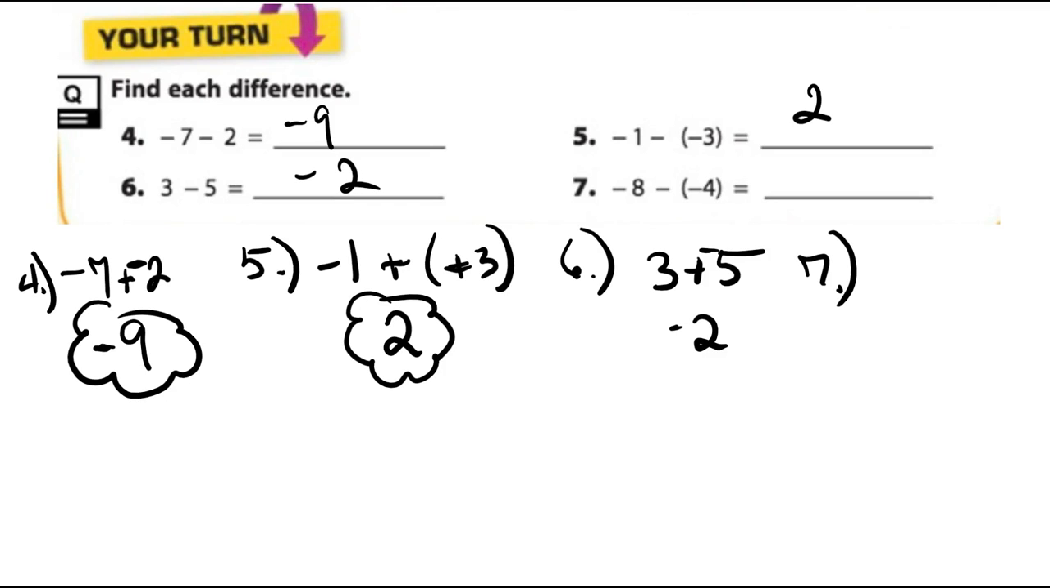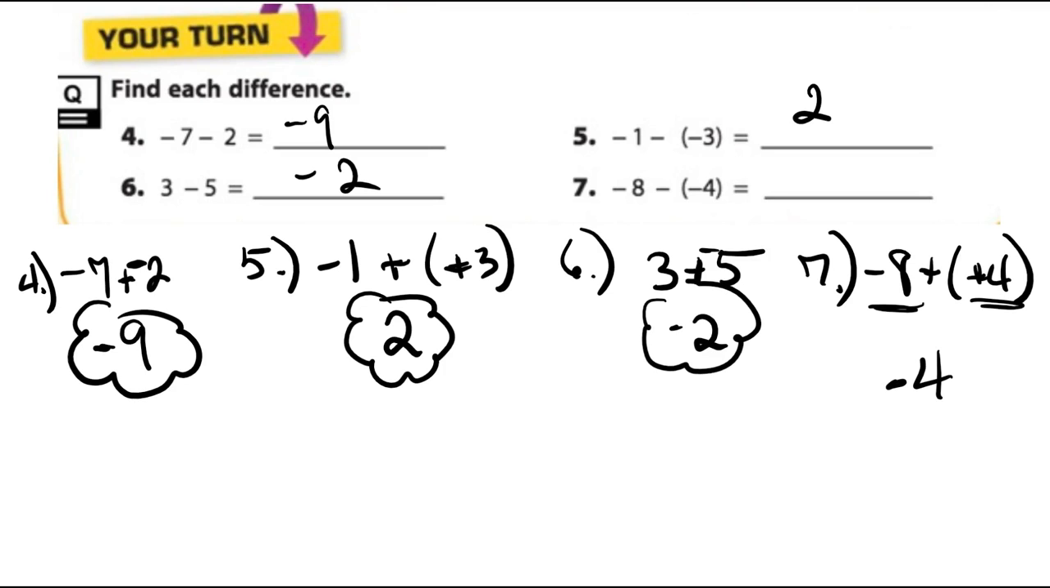And last but not least, number 7. We have -8 minus -4. Keep, change. Keep the first number the same, change it to addition, change the -4 to a +4. So again, third time in a row, different signs. I subtract. I do 8 minus 4. I keep the sign of the number with the larger absolute value. 8 is larger than 4, so I keep the negative.